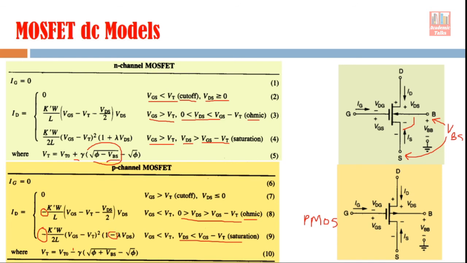The circles which I am putting here indicate that there is a sign change if we compare it with NMOS. Another change here is in the condition, the polarity of the voltage. Otherwise, whatever model you have developed for NMOS is exactly the same, except that the sign change occurs at a few locations, not at every location, only at a few locations.